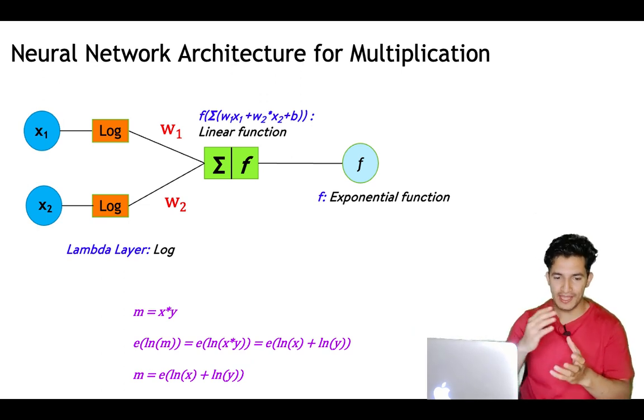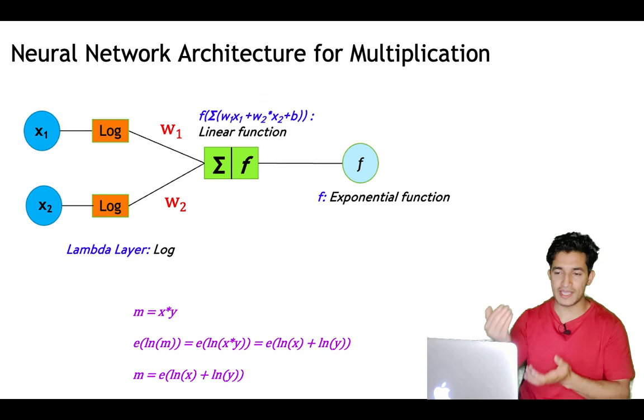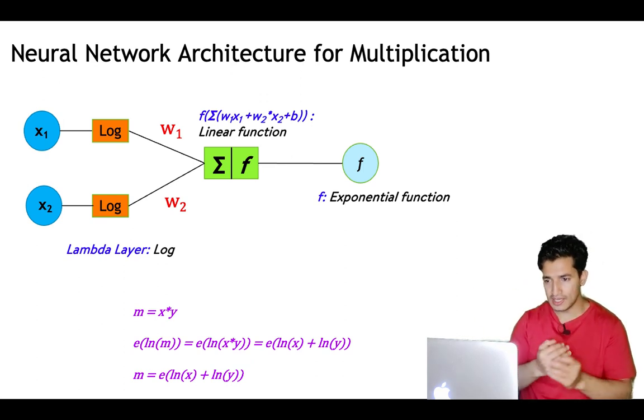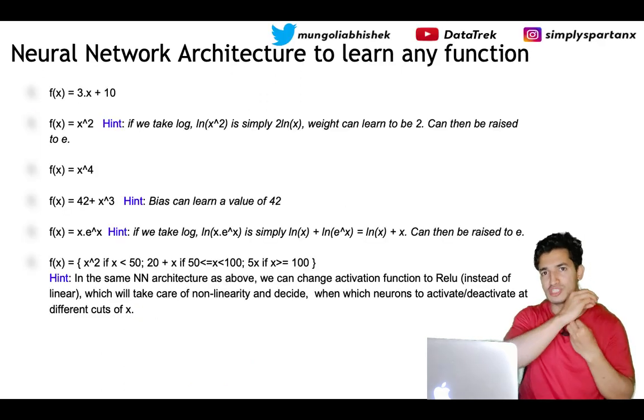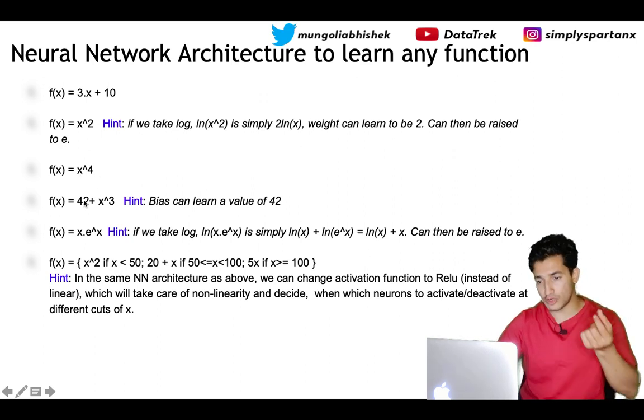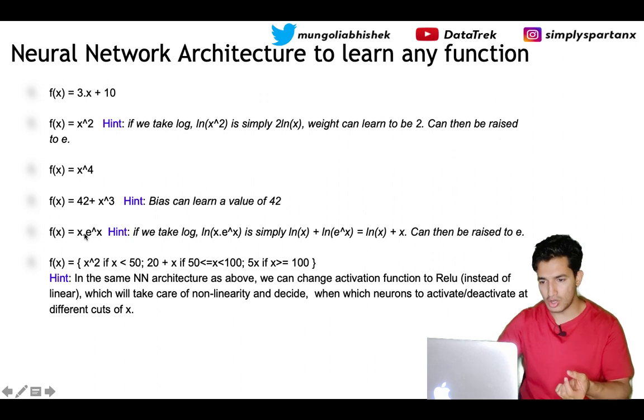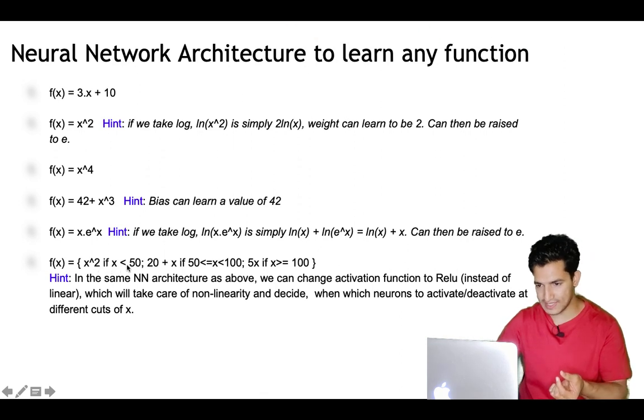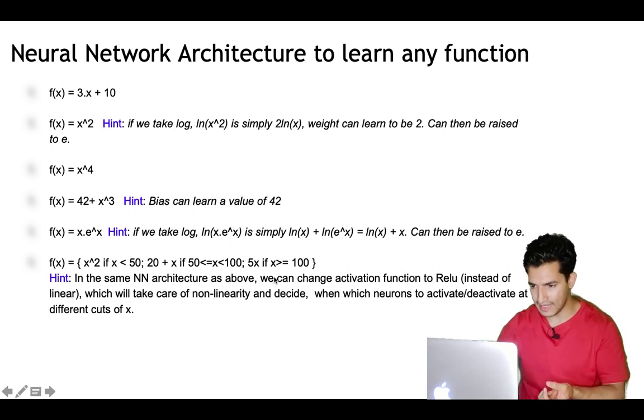Now that we have learned how addition can be done by a neural network, and what trick we can apply to make a neural network learn multiplication, let's use the learning of these two tasks to come up with a neural network architecture which can learn or approximate any function. The function can be a simple linear function like 3x plus 10, or a polynomial function such as x square, x to the power 4, or 42 plus x to the power 3, or a multiplication of x and exponentiation of x, or a piecewise function: when x is less than 50 the output is x square, when the input is between 50 and 100 the output is 20 plus x, and when the input is greater than 100 the output is 5x.